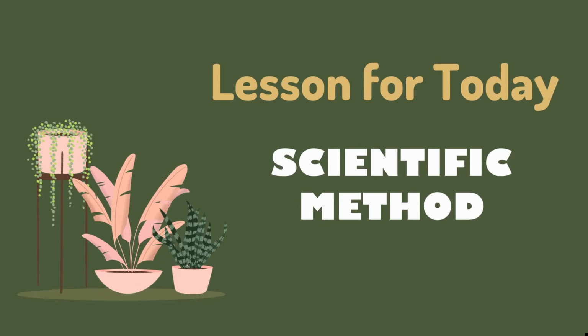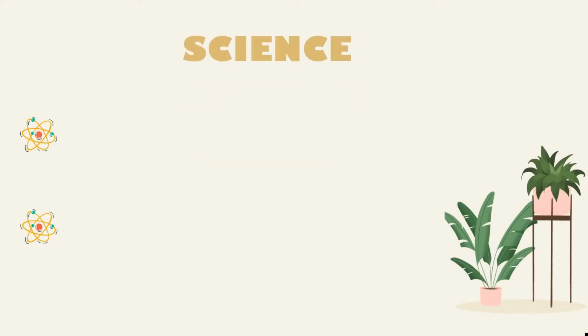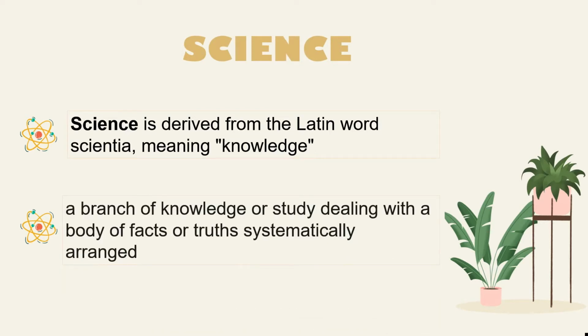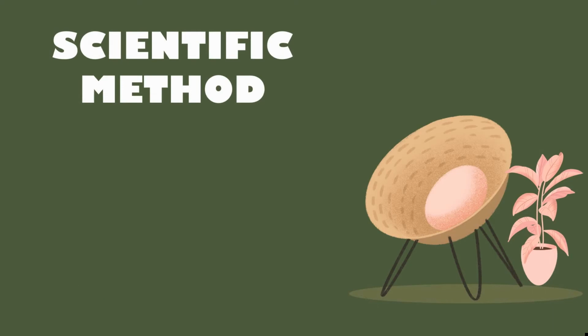Today, I will discuss the steps in scientific method. But before that, let's define first the meaning of science. Science is derived from the Latin word scientia, meaning knowledge. It is a branch of knowledge or study dealing with a body of facts or truths systematically arranged. It is said to be systematic because it follows certain steps or patterns to explain events in the natural world and make useful predictions. And that is scientific method.